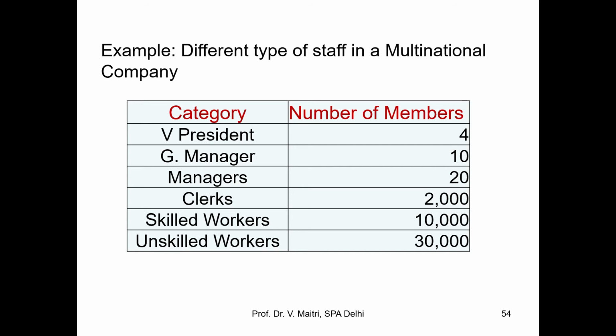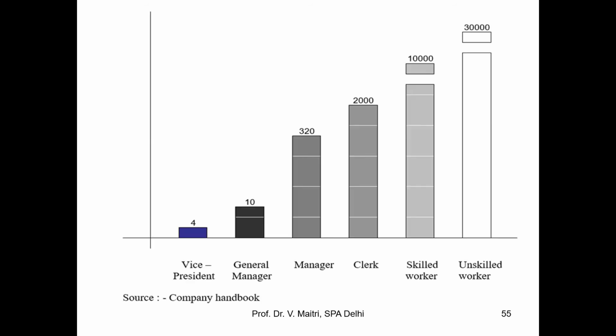Different types of staff pattern in a multinational company. There are 4 vice presidents, 10 general managers, 20 managers, 2000 clerks, 10,000 skilled workers and 30,000 unskilled workers. Now just see, one value is 4 and the last value is 30,000. So it is a big difference. If you want to draw in the form of a bar diagram, it is very difficult. Your bar of 30,000 will exceed your number of sheets. So come to the broken bar diagram.